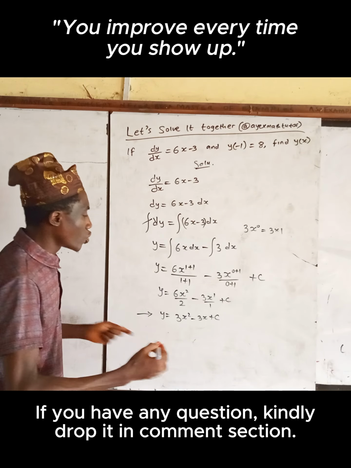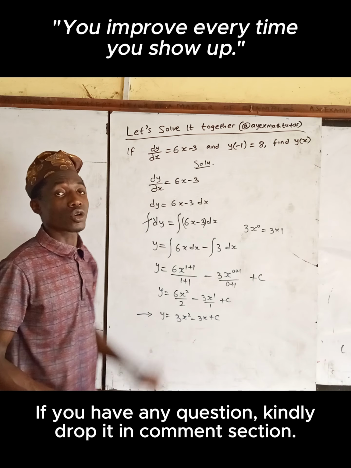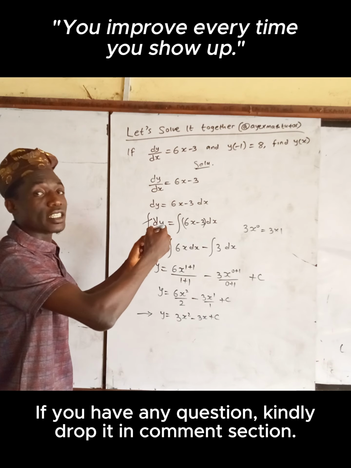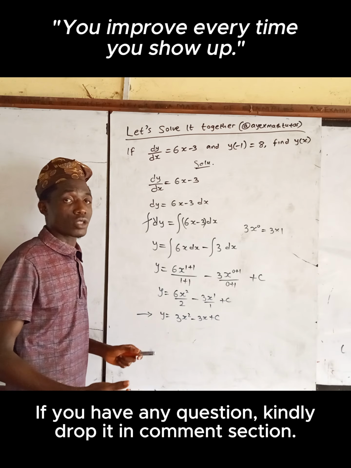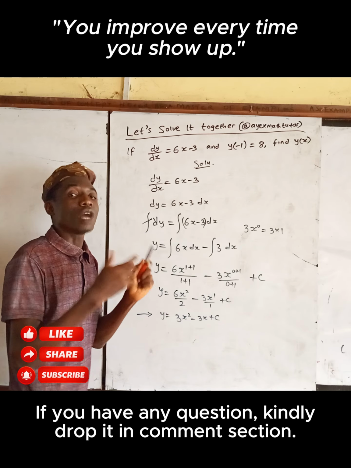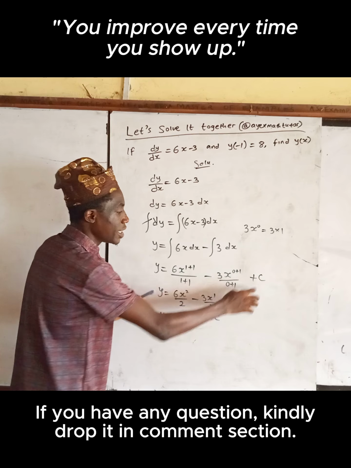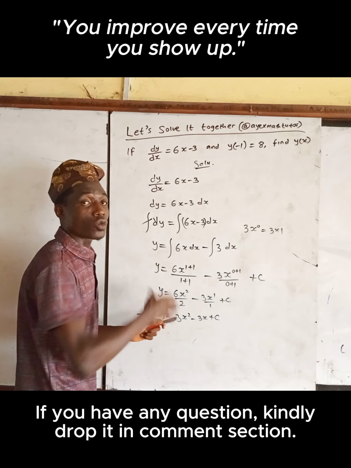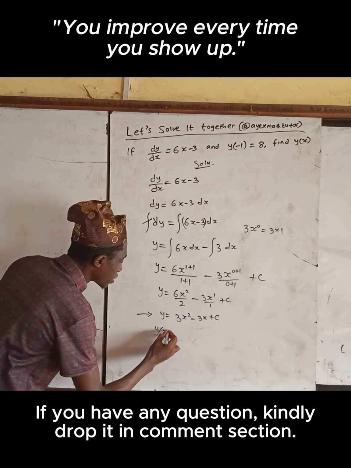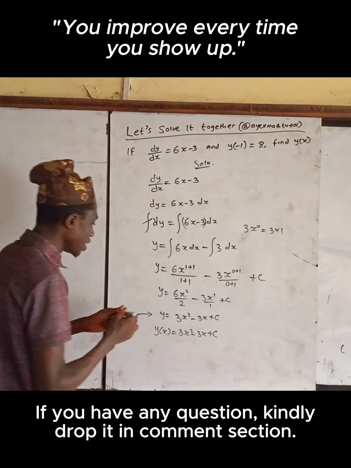But we want to find the value of this c. That is where the given value will be useful for us. Anytime you come across a question like this, the very first thing to do, given this expression, is to make y the subject of the formula. After getting the function of y, you will have an integral constant, which is this c. So this c is what you will find using the value that has been given to you. We have y of x equals 3x squared minus 3x plus c.